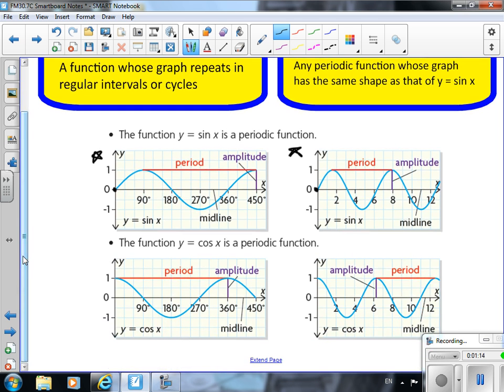The second two graphs are also periodic functions, and they're also sinusoidal functions, even though they're described by y equals cos x. The difference is it will start out y equals 1 instead of y equals 0. So it's still a repeating pattern over and over.